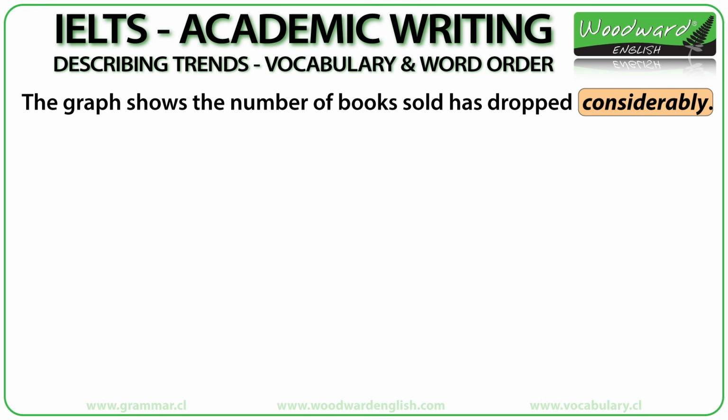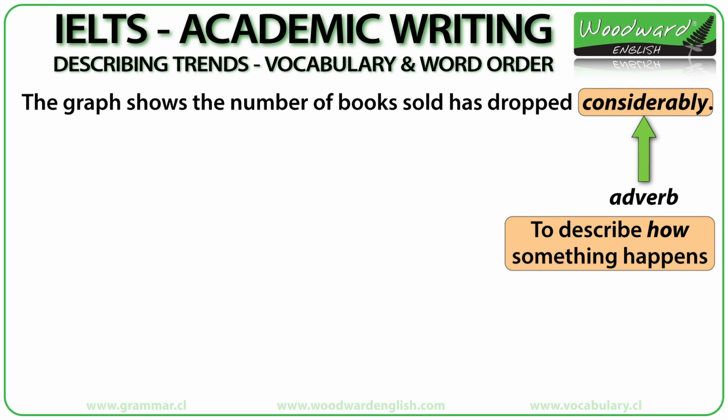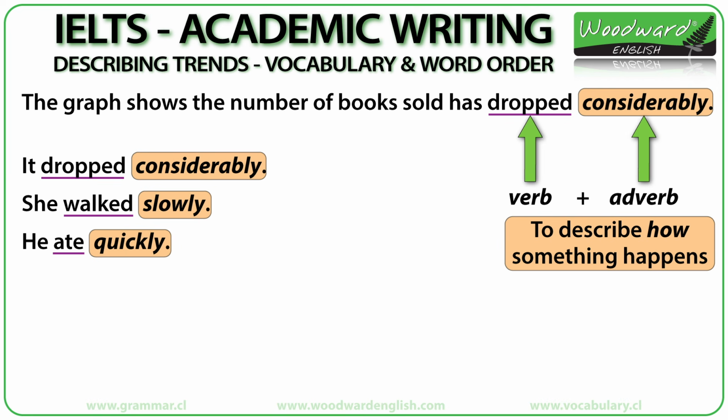Let's look at the first sentence. The number of books sold has dropped considerably. The word considerably is placed at the end after the verb. Why? To describe a verb or how something happens, we use an adverb. The word order is normally verb plus adverb. Some examples. It dropped considerably. Drop is a verb. Dropped is the past tense of that verb, and to describe how it dropped, we use the adverb considerably.